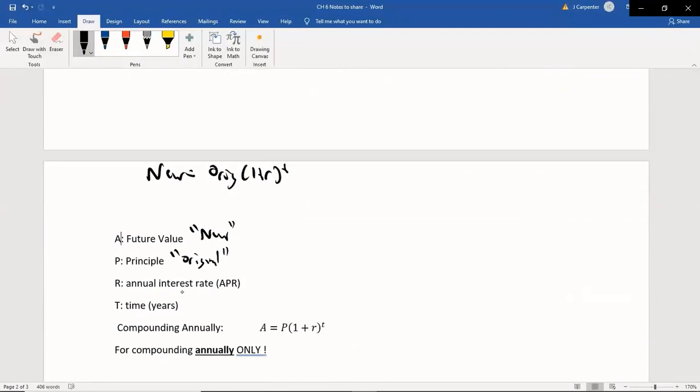All right, so compounding annually, A, which is the future value, that's the new, equals P, the principal, which we said is the original, times 1 plus R, that's your growth factor, and then raised to the amount of time in years. And please note that this is for compounding annually only. I would prefer that you memorize this formula. Whether or not I'm going to put it on a formula sheet, I'm not saying yet. For now, I'm going to say you need to memorize this formula. Maybe I don't make you memorize it, maybe I do.